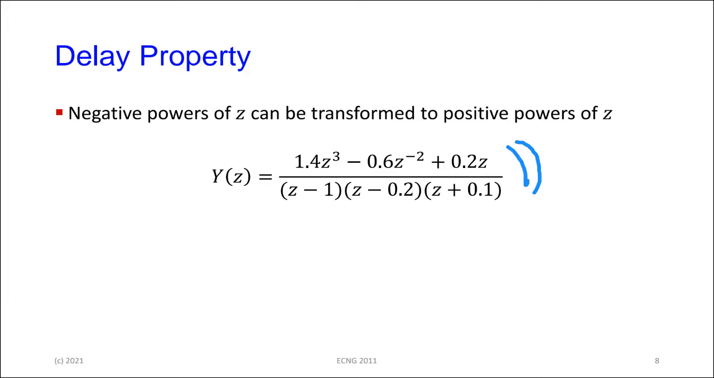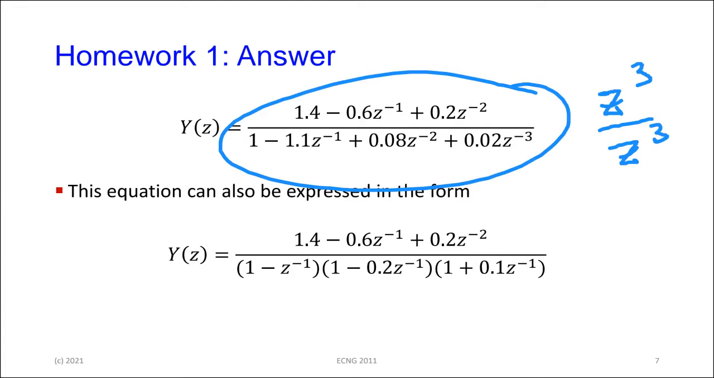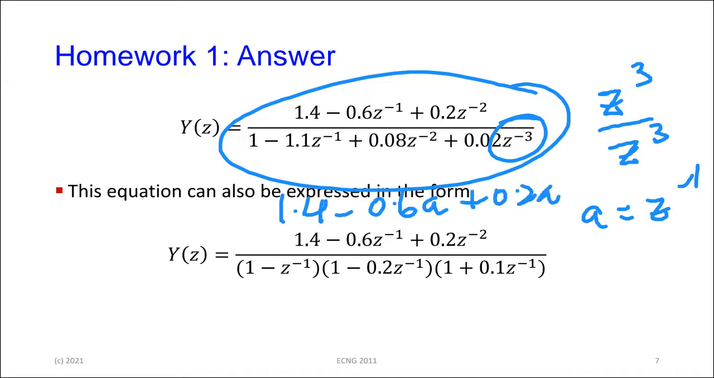So that's one approach. The other approach that people sometimes take is to let some dummy variable, and you have to pick a constant that is not associated with anything else. So you let some dummy variable like a, for instance, be equal to z to the minus 1. So I could express this now as 1.4 minus 0.6a plus 0.2a squared.